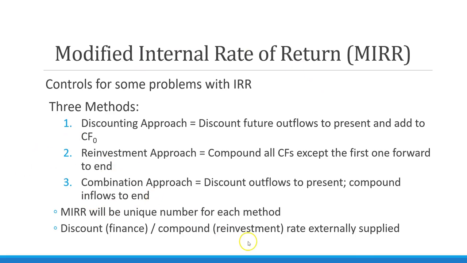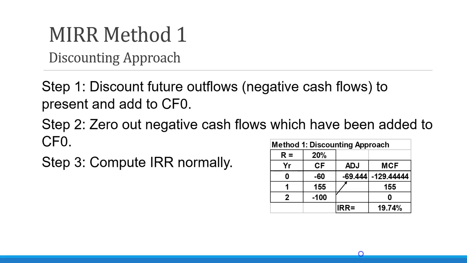So we're going to look at an example using each one of these methods individually. For our first method, this is the discounted method. We have in year two the negative cash flow of $100. We discount that back to year zero, or investment year, and add them together. That way, we only have one negative value in our series of cash flows.